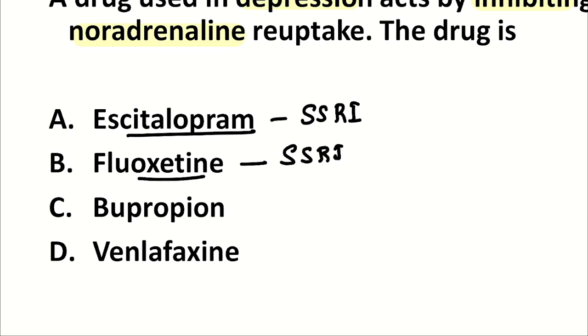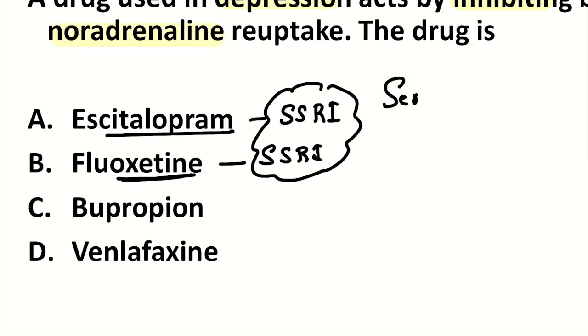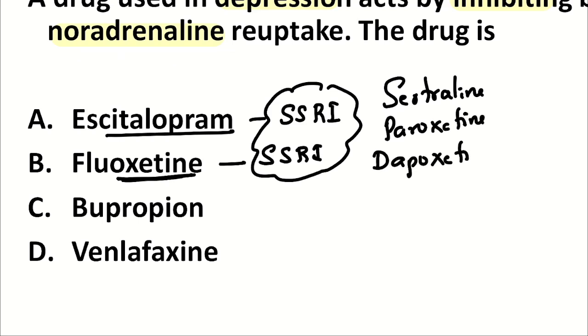Let me give an example. Fluoxetine, fluvoxamine, paroxetine. So let me give the list of SSRIs for you: escitalopram, fluoxetine, fluvoxamine, sertraline, paroxetine, dapoxetine. Now tell me what sexual problem dapoxetine is approved for. Tell me, if we use paroxetine in pregnant women, what is the problem? You have to answer me in the comment section.